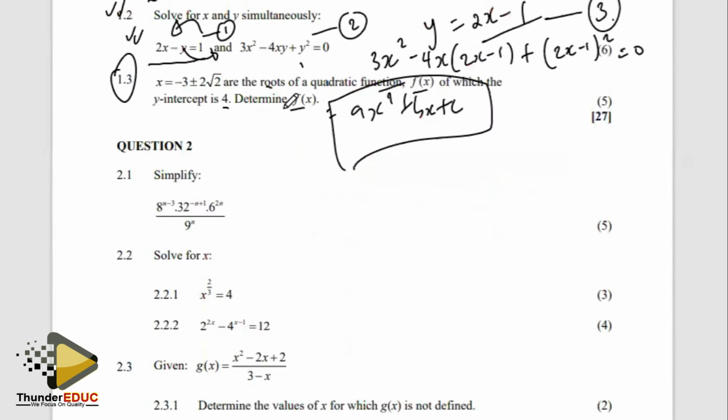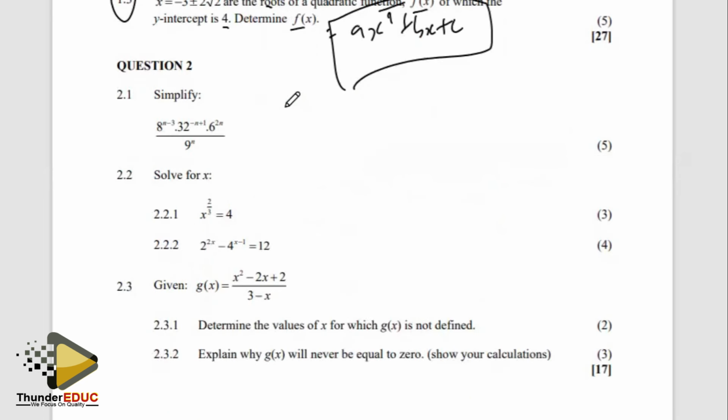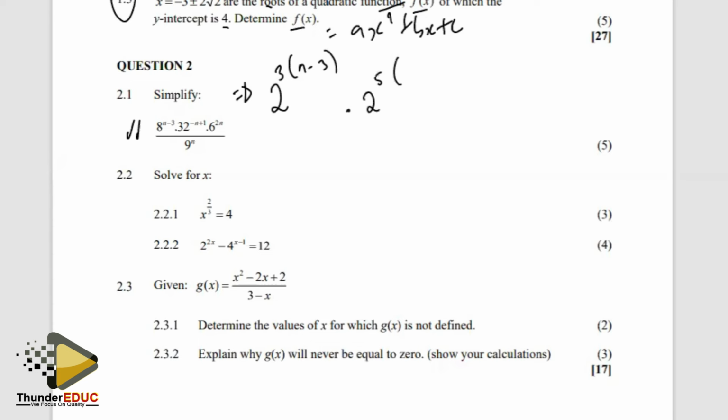Okay. Then now we move on. Question number 2. They want us to simplify. So we have exponents. So whenever you have exponents, try as much as you can to create simpler bases, okay? Let's create the simpler bases. And in this case, we can use bases of 2 and 3. So that's going to be 2 cubed into n minus 3. We know 32 is going to be 2 to the exponent of 5 into -n plus 1.